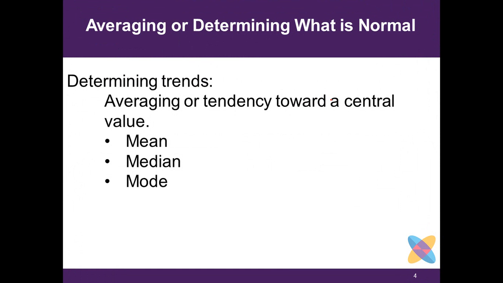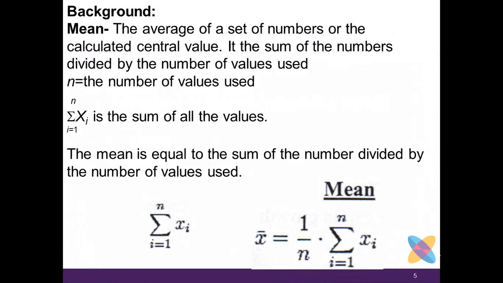One of the things you might want to do with all that data you're collecting is determine an average. Well, in statistics, there are three different ways you can average things. You can determine a mean, a median, or a mode. So let's talk about how you determine a mean.